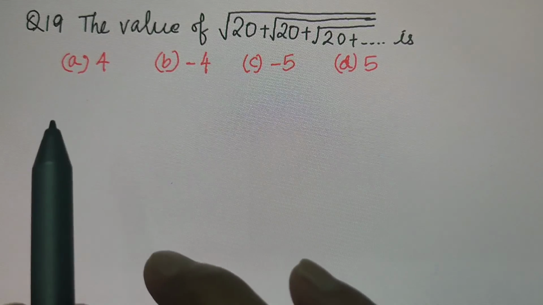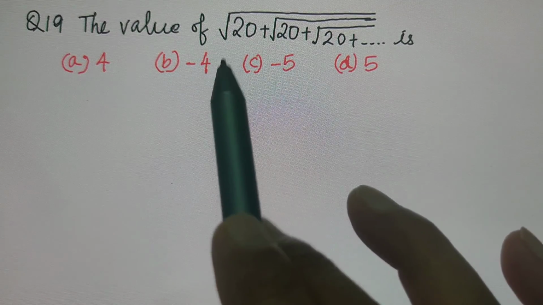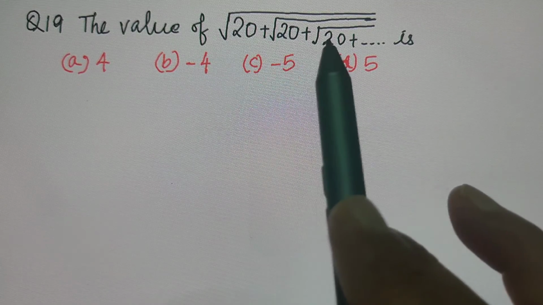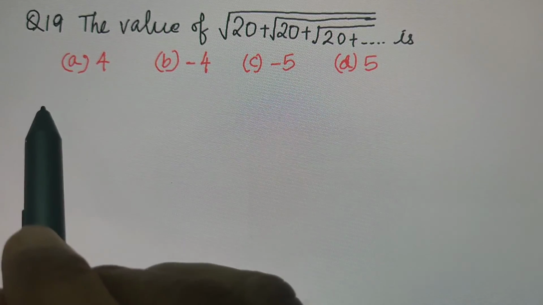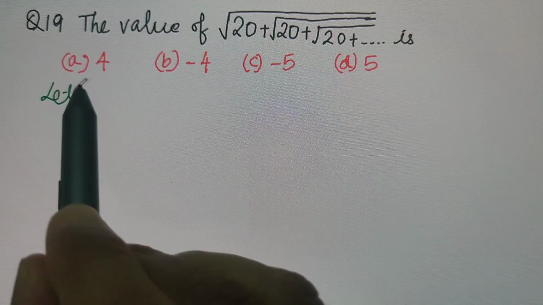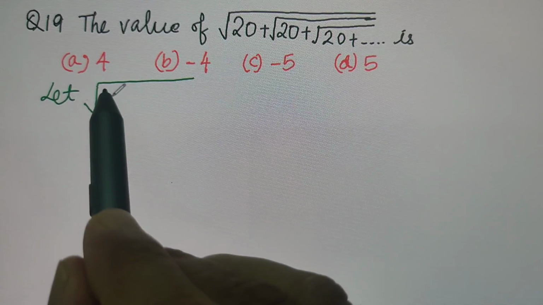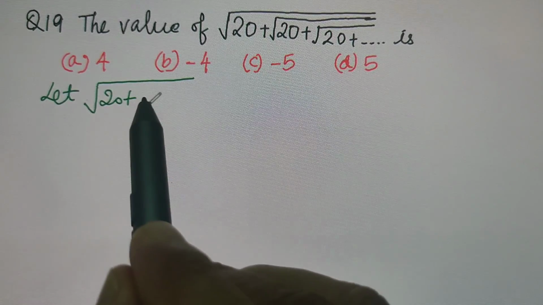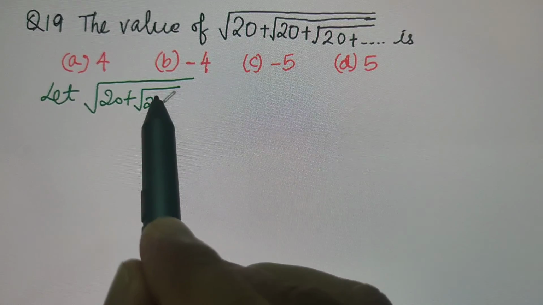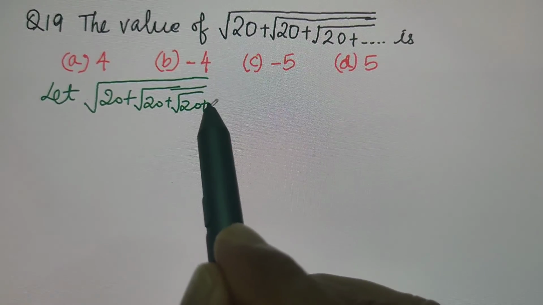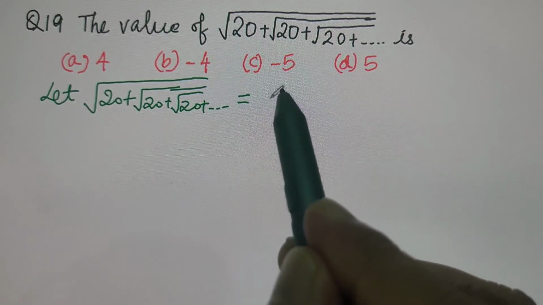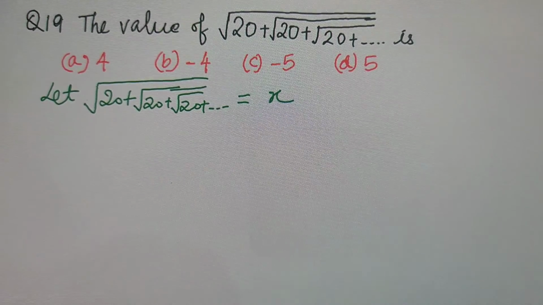Fine. In question number 19, we have to find the value of root of 20 plus root of 20 plus root of 20, which is repeating an infinite number of times. So let us take this expression, which extends an infinite number of times, to be x.